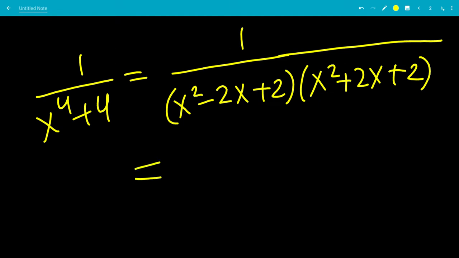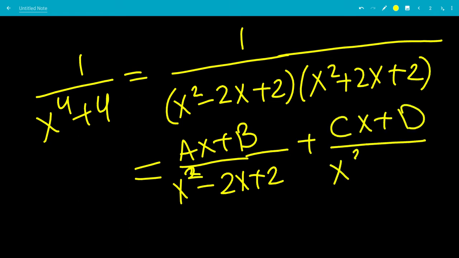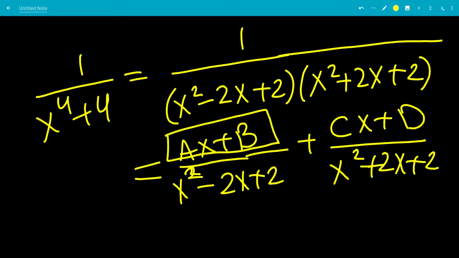So we're going to assume it's the form ax plus b over x squared minus 2x plus 2, plus cx plus d over x squared plus 2x plus 2. And why did we pick a linear expression on the top? Because the highest is 1 degree lower than the highest on the bottom, which is x squared, so it's going to be the power of x on the top.